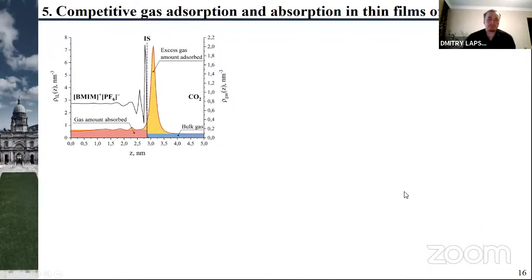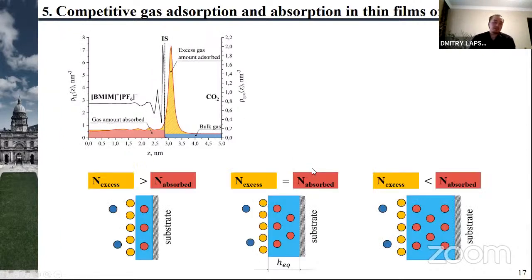So in order to develop a predictive model, we need to introduce a parameter that actually characterizes the competition between gas adsorption on the surface and gas absorption in bulk liquid phase, or essentially competition between yellow and red regions. So why is it important? If we have a material with a film of ionic liquid deposited on the surface, and as we increase the thickness of the film, this material will behave more and more like bulk liquid.